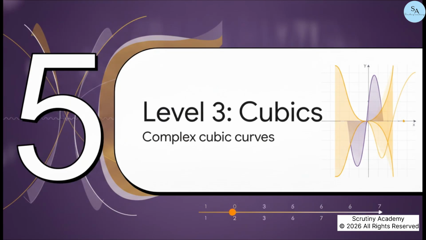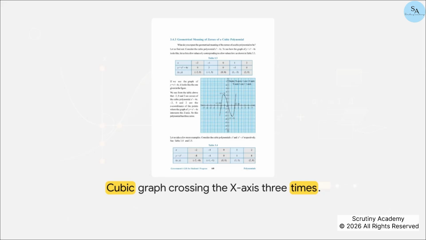Moving right along to Section 5, Level 3, Complex Cubic Curves. Take a deep breath. You are doing absolutely great. We've conquered straight lines and U-shapes, and we are now ready to tackle a hard board exam level concept. So, when your equation has an x to the power of 3, it's called a cubic polynomial. Let's look at y equals x cubed minus 4x. This cubic equation creates this really elegant sweeping S-curve.